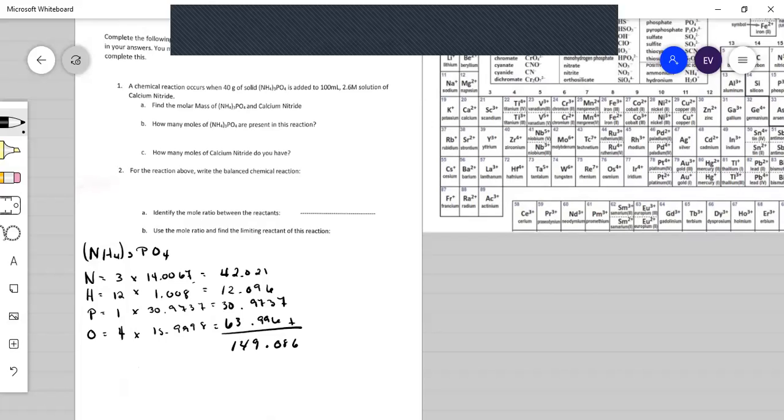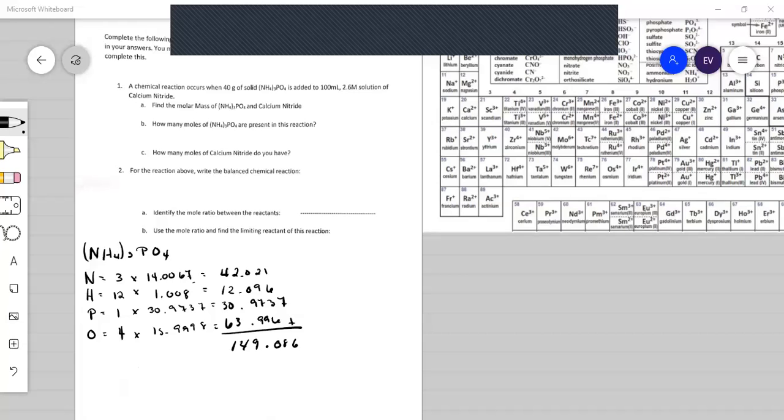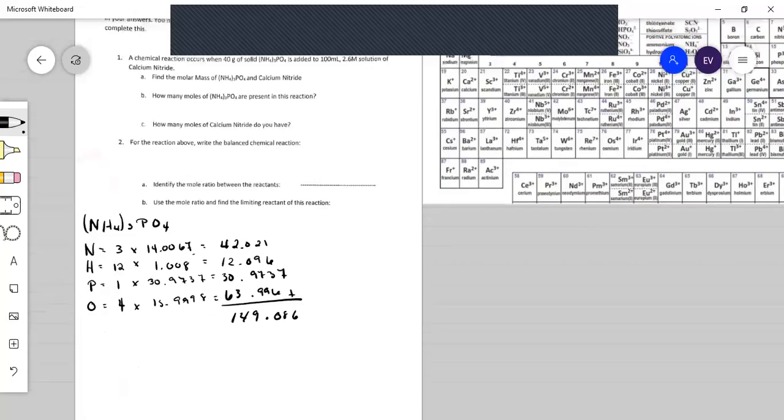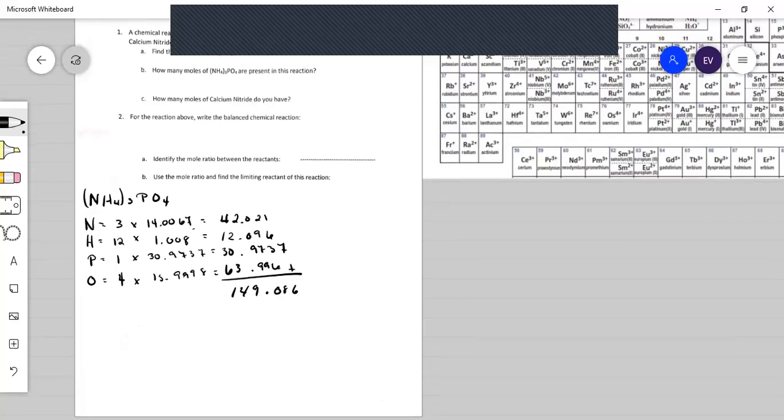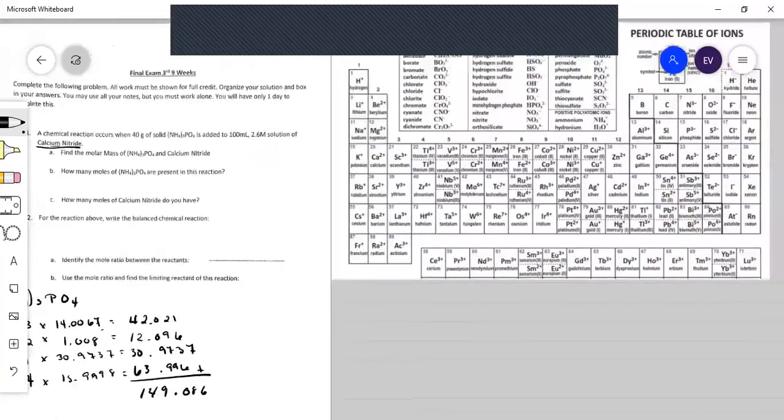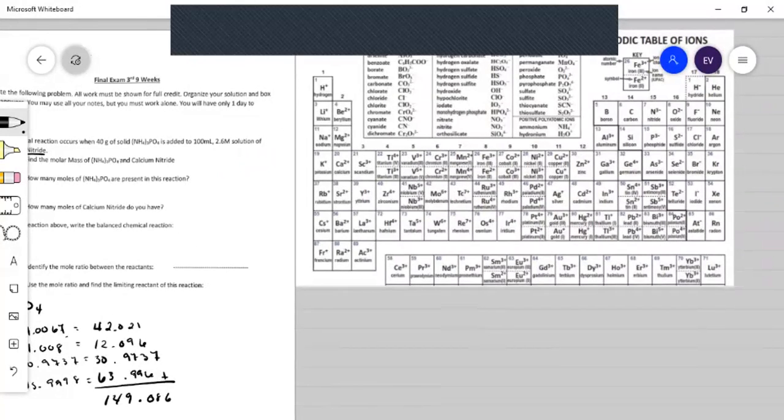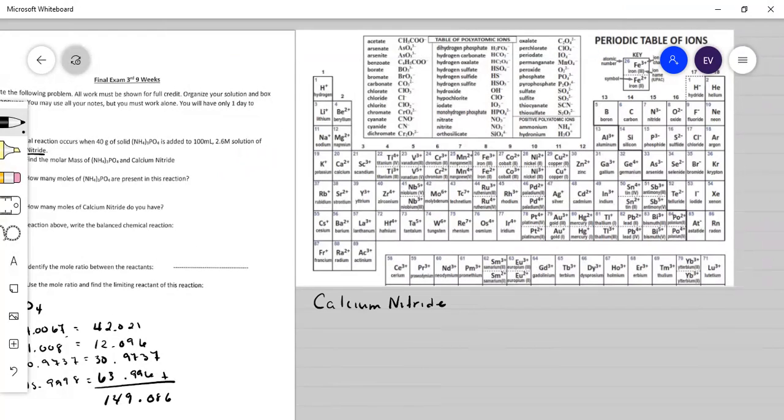You do the same thing for calcium nitride. Let me scroll this up just a little bit. So this one's a little bit different. I've got to figure out what calcium nitride looks like. So now we go to our periodic table of ions, which you all have. Calcium nitride is here. The first thing I've got to do is find calcium.